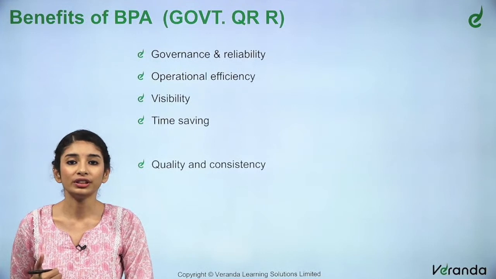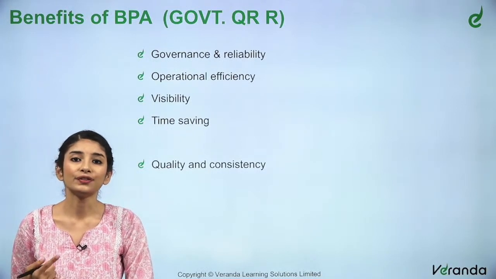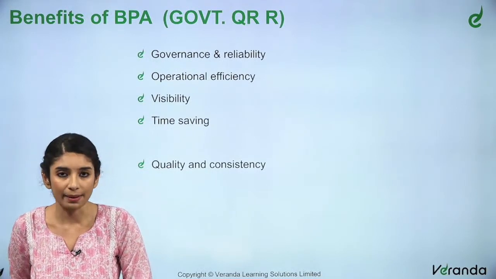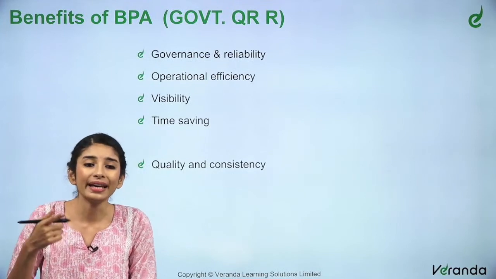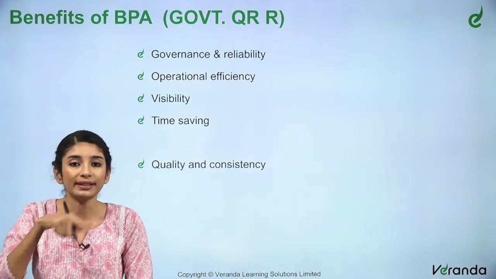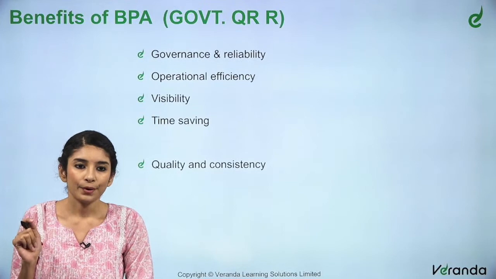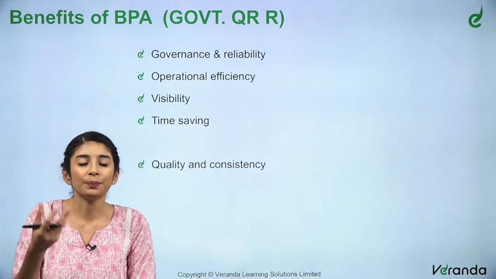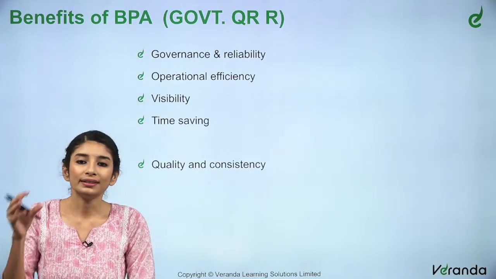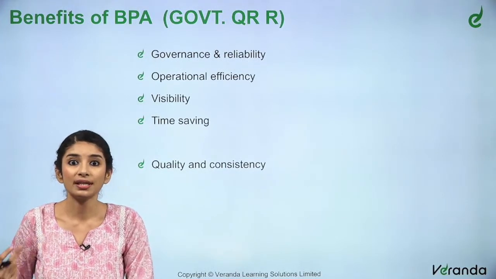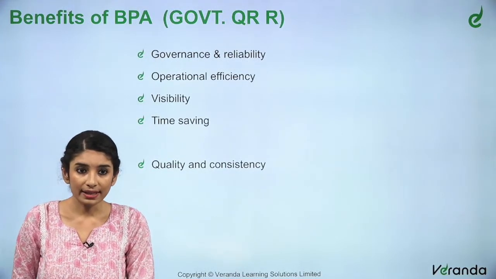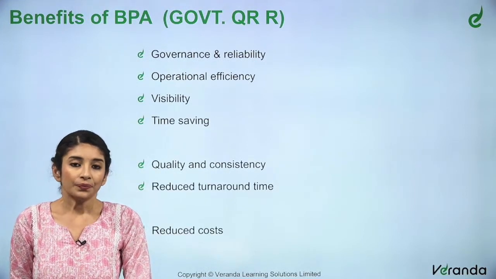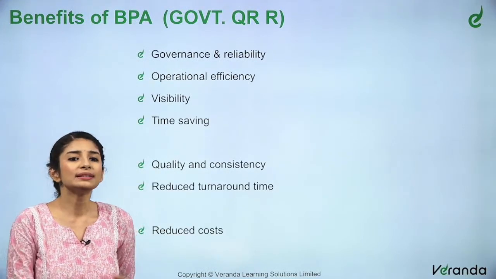QRR. R stands for reduction in cost and another R stands for reduction in turnaround time. Turnaround time means the time taken for any process to get completed. What is the time between me ordering an item and me receiving it? That would be the turnaround time. So, the turnaround time is less because the machines are equipped to do the task in a timely fashion. Very good. So, benefits of BPA, guys.